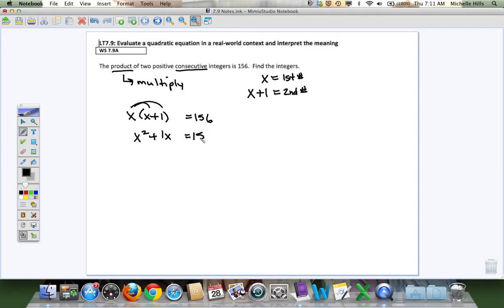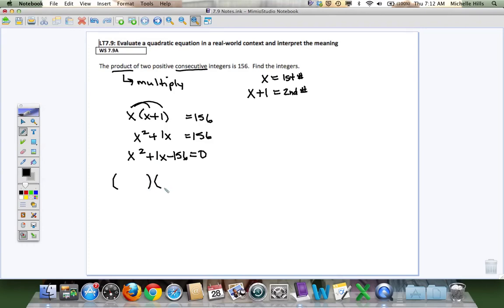equals 156. Then I would subtract 156 from both sides to get rid of the 156 over here to get x squared plus 1x minus 156 equals 0. At this point, I could solve this using the quadratic formula or solve this one by factoring. Now this is the only one on the homework or on the notes that's relatively easy to solve by factoring. So that you have an example of that, I'll solve this one.